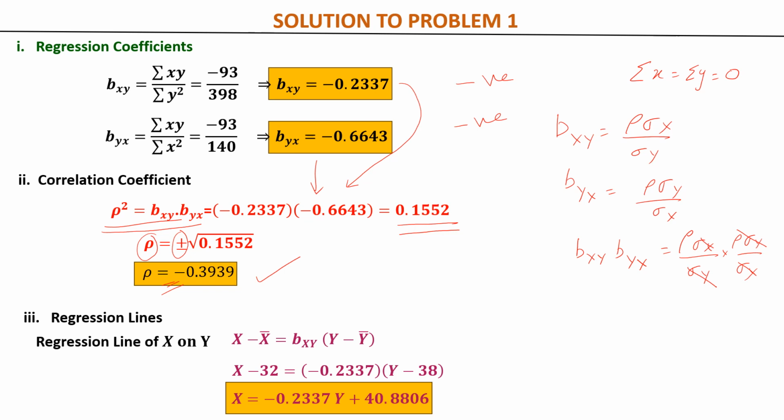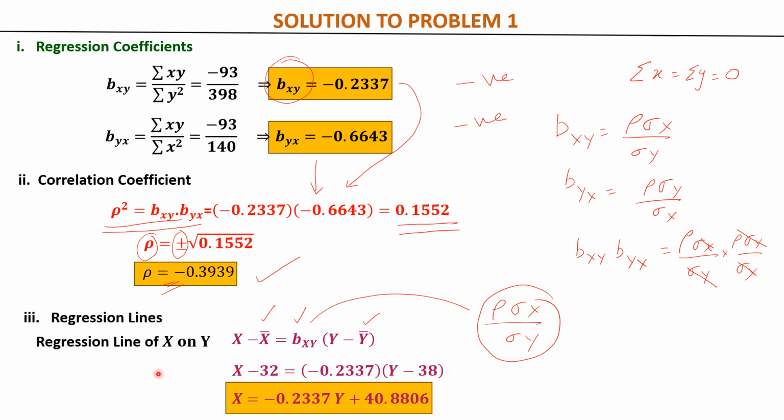So your answers coincide. Coming to regression lines, the regression line of x on y that we have is x minus x bar equal to bxy into y minus y bar. I'm sure you know that bxy can also be written as rho sigma x by sigma y. But why I have not written this and I have written bxy is because I know the value of bxy directly. So I can substitute it. So we have substituted for x bar is 32, y bar is 38, bxy is minus 0.2337, and I have simplified it in order to get an equation of this form. So this is the regression line of x on y.